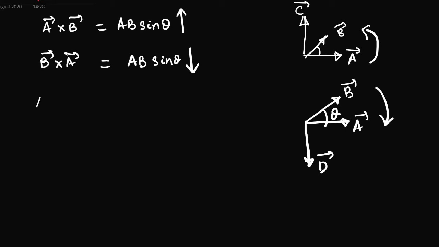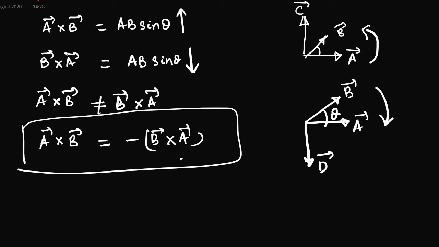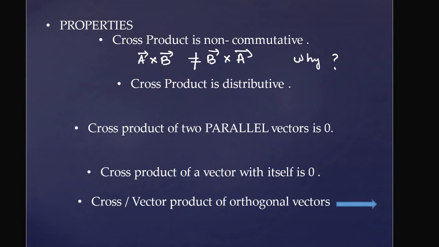So I can simply say that A cross B is not equal to B cross A. Or I can say A cross B is actually equal to minus B cross A. It can be written like that. So actually cross product is anti-commutative or non-commutative, and this is another formula proving that they are not equal. Then let's go to the second one.